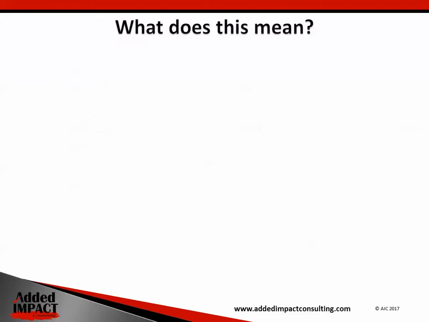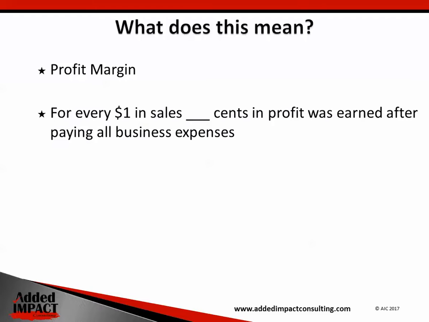You said that's great, but what does this mean? It tells you your business's profit margin. In this scenario, it means that for every dollar in sales that Rock Castle Construction earned, there was 26 cents in profit after all business expenses were paid during the month of December, or whatever time period you analyzed during your profit and loss statement.